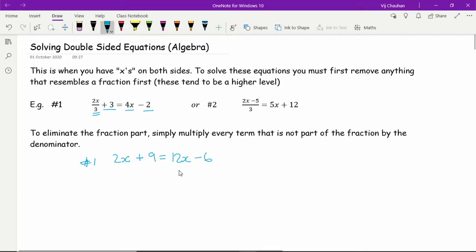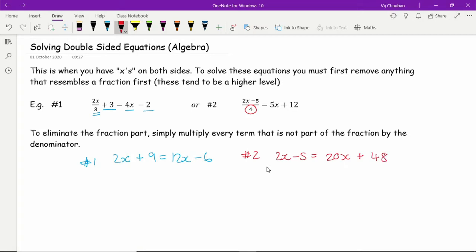Now when we move on to #2, just to make things a little bit easier, let me swap that 3 for a 4 so we've got different numbers. Here I'm going to multiply everything that's not part of the fraction by the denominator, which in this case is 4. So #2 would look like 2x minus 5, equals 5x times 4, which is 20x, plus 12 times 4, which is 48.